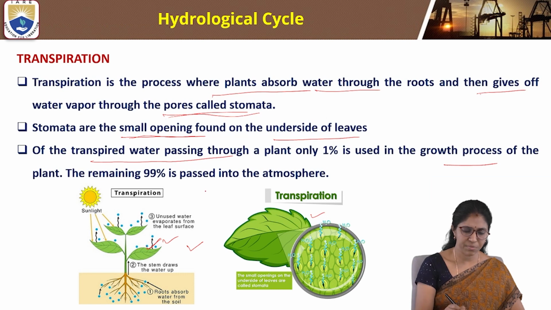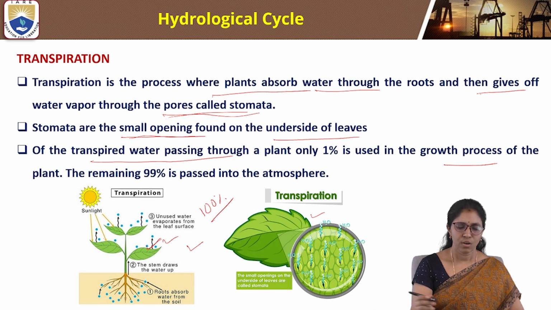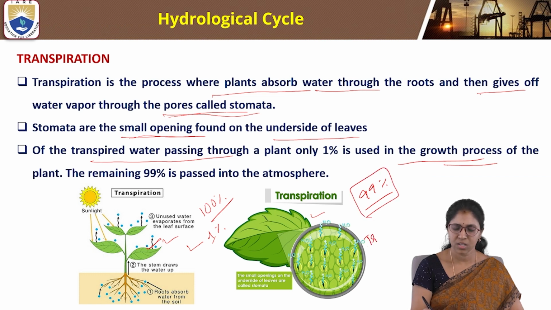If plants absorb 100% of water through the roots, only 1% of the water is used for the growth process, and the remaining 99% is passed into the atmosphere. This process is called transpiration. So the plants absorb water through the roots and give off water vapor through the pores of leaves. This process is called transpiration.